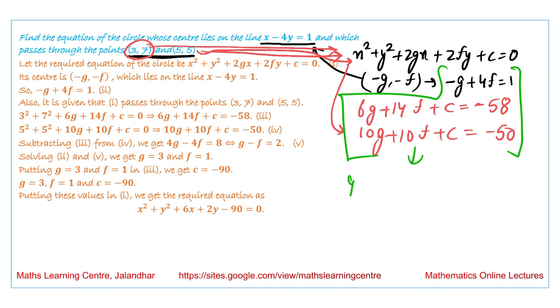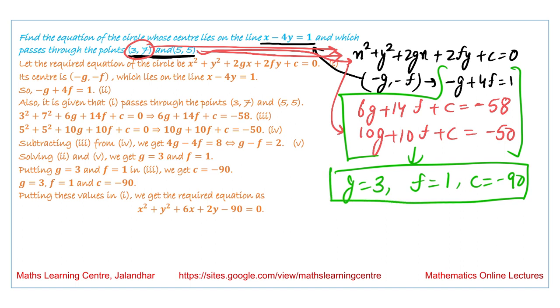So again, these are the 3 simultaneous equations that we have, and when we solve these equations, we obtain g is equal to 3, f is equal to 1, and on solving this we obtain c is equal to minus 90. So you can solve these 3 simultaneous equations to obtain these 3 values. So we have to find the equation of the circle.